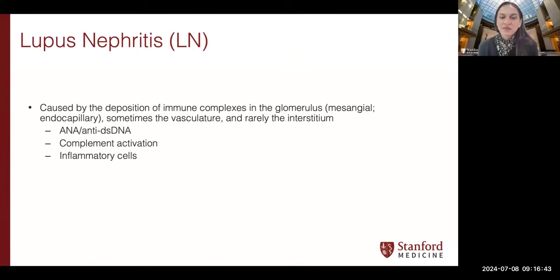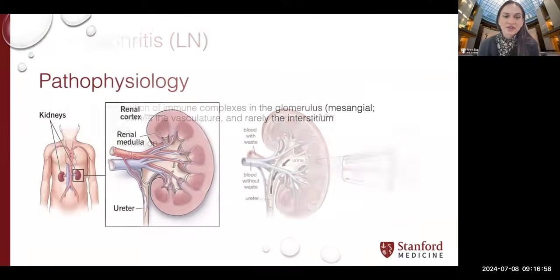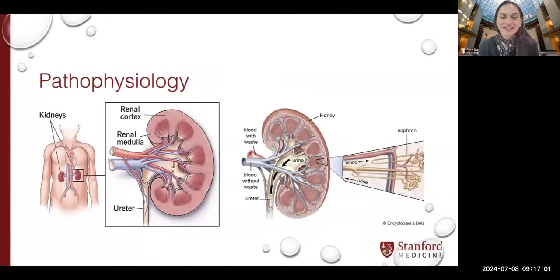It's caused by a deposition of immune complexes in the glomerulus, mesangial, endocapillary, and in the vasculature. The immune complexes can be ANA, anti-double-stranded DNA, complement, and these inflammatory cells. For those of you that maybe don't remember back to biology classes, we all have two kidneys. We only need one, but we all have two. Each kidney has about 500,000 glomeruli, or nephron units, and each has small balls of capillaries that we see here, and the blood is filtered through these capillaries.